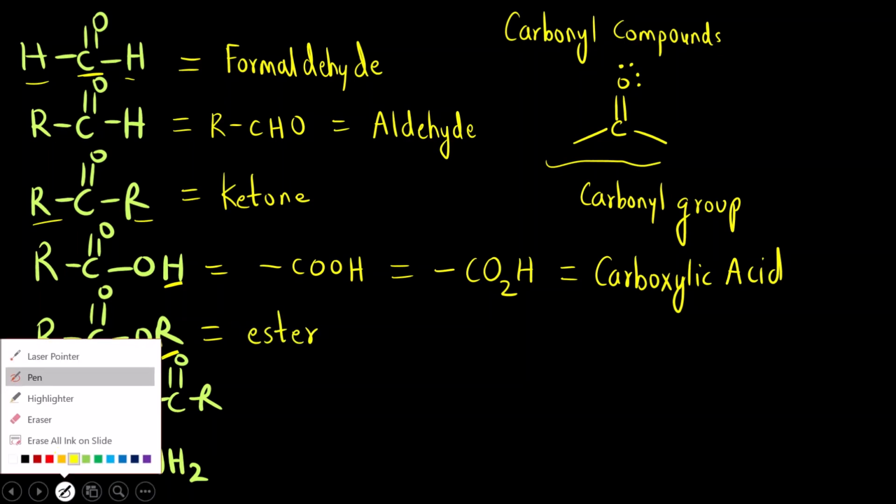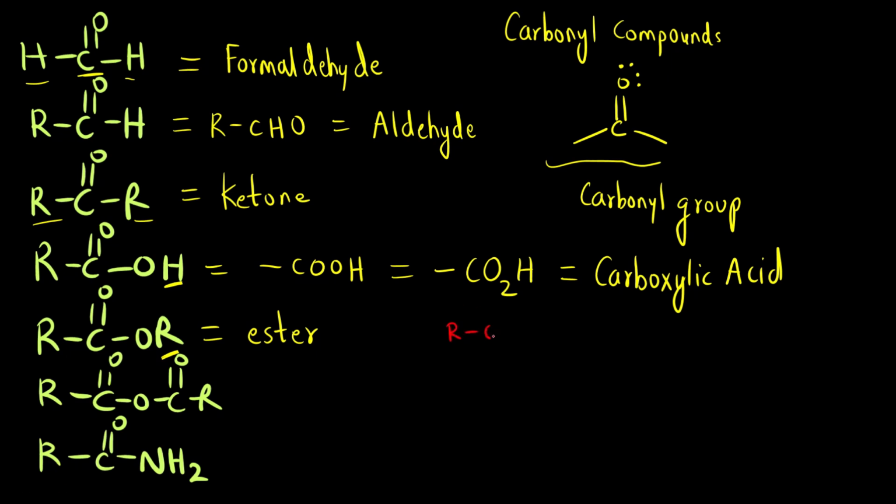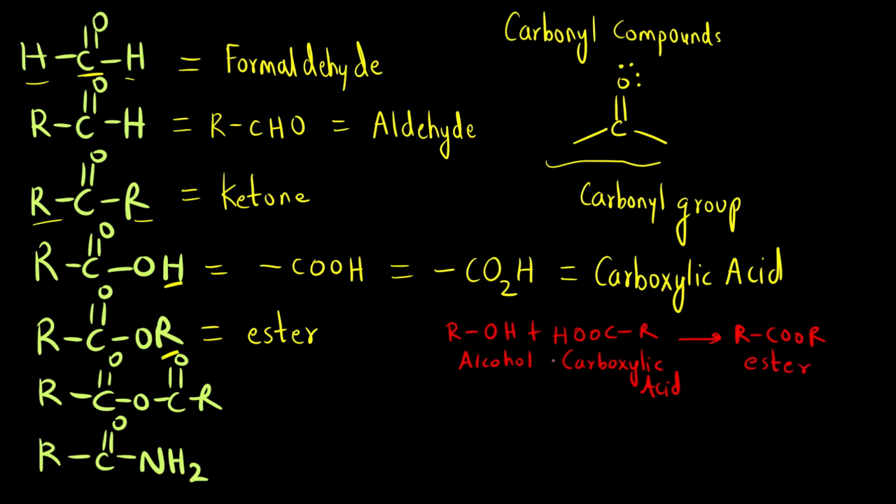How do you get an ester? It is a very, very important reaction that you have to remember. We get an ester by the reaction of alcohol plus carboxylic acid, RCOOH. This is carboxylic acid. When we react alcohol and carboxylic acid, what do we get? We get the ester functional group. And what is this reaction called? This reaction is called the esterification reaction.